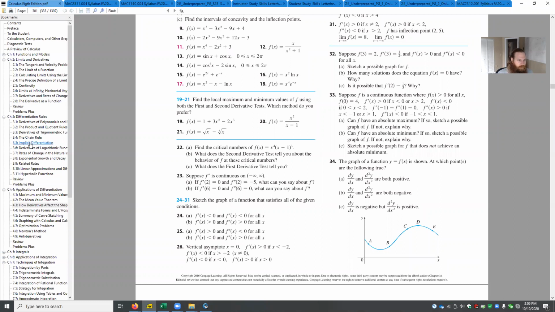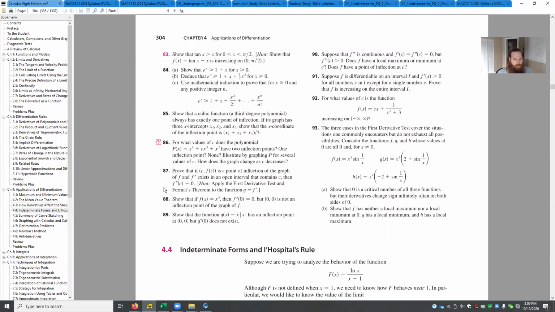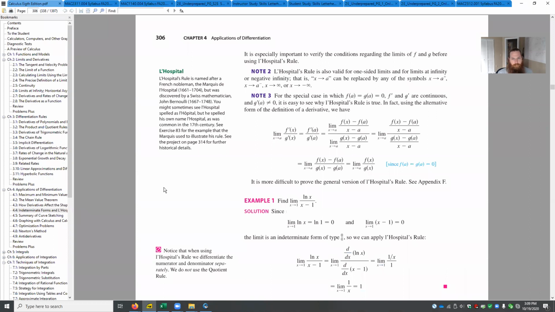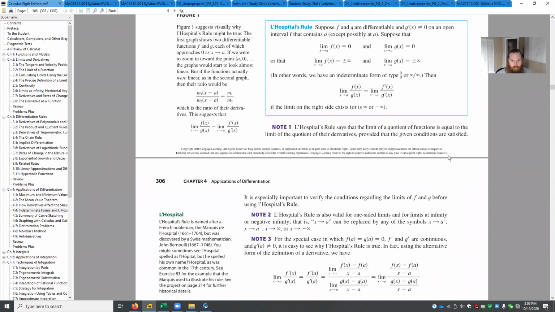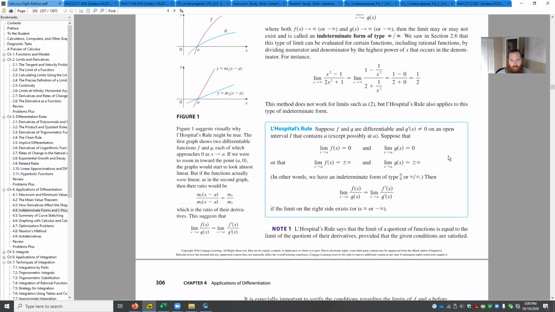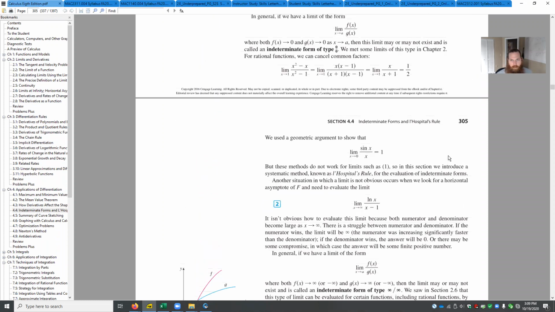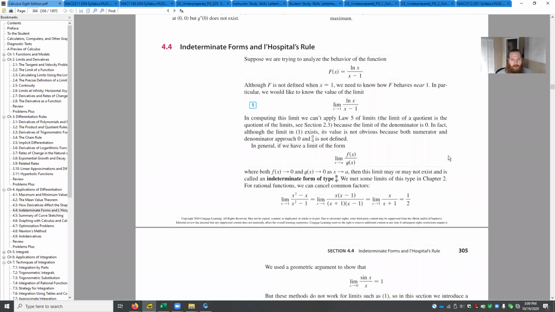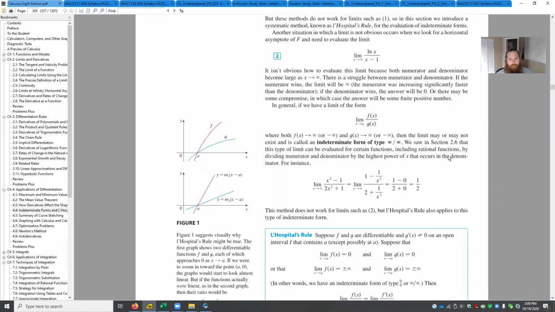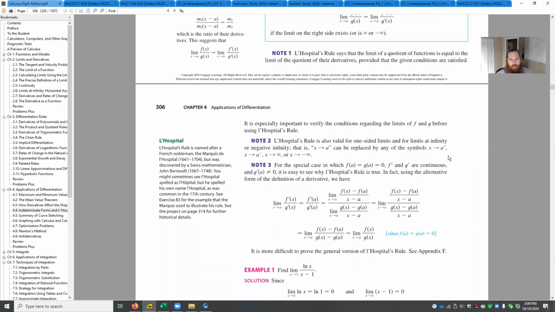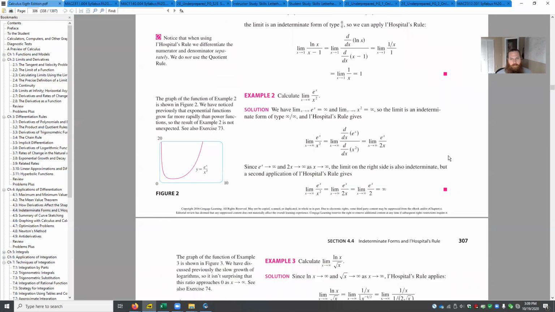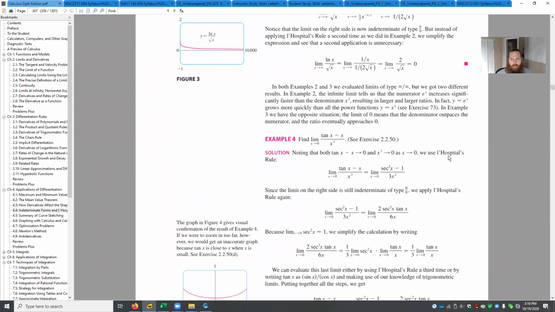So let me sneak in here to L'Hopital's rule. Where is that? I think it's, yeah, here we go. Indeterminate forms and L'Hopital's rule. So they should have a list in here. We'll come back and do some of these examples in just a little bit. Proof of L'Hopital's rule isn't exciting.